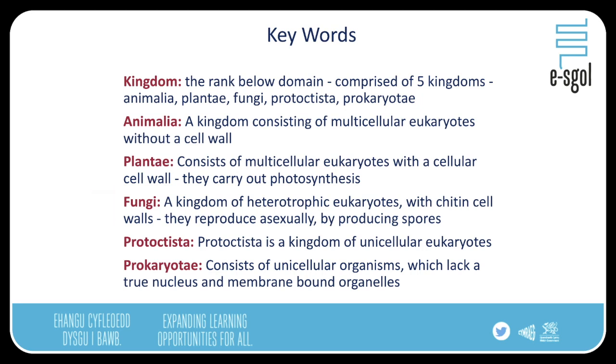Fungi. A kingdom of heterotrophic eukaryotes with chitin cell walls. They reproduce asexually by producing spores. Protoctista. This is a kingdom of unicellular eukaryotes. Prokaryote. Consists of unicellular organisms which lack a true nucleus and membrane-bound organelles.